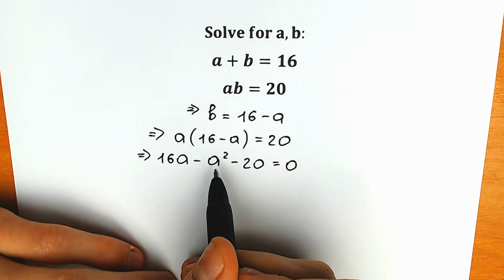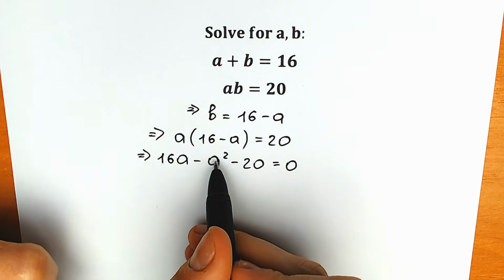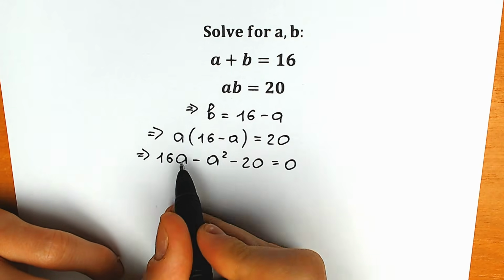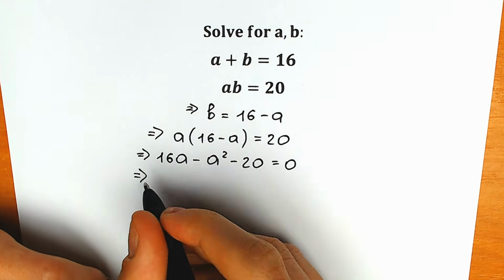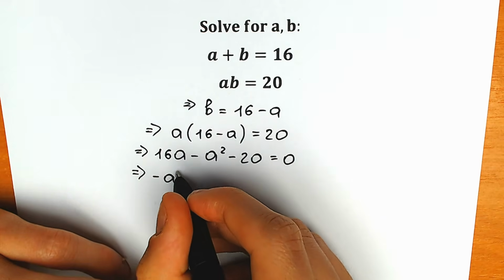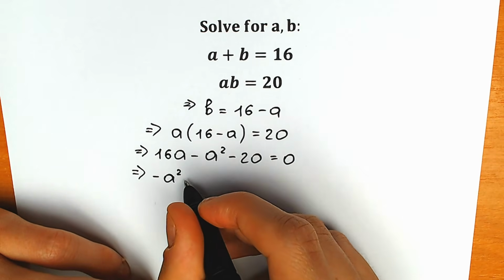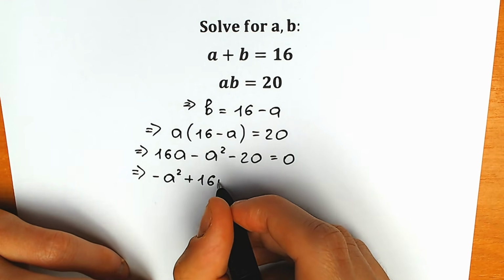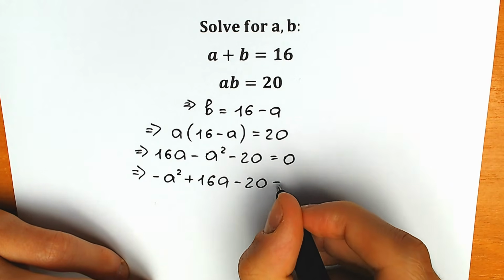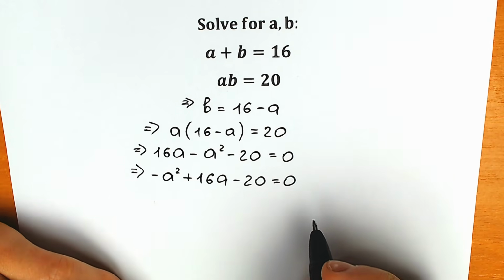And right now it looks like this is a quadratic equation. Here we have a square, we have a, we have a constant, but we need to reorder this. So we need to change this order real quick. First of all, let's write minus a squared in the first position, plus 16a in the second position, and minus 20 equals 0.